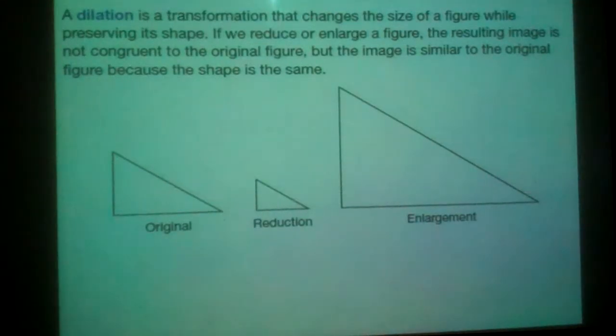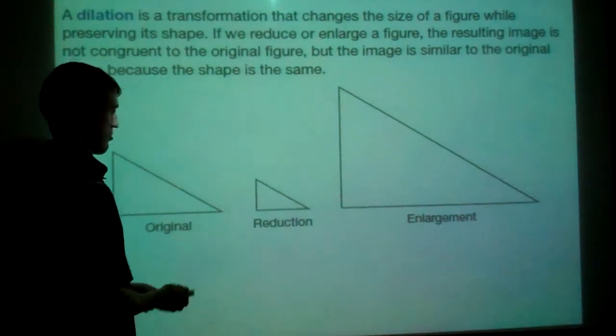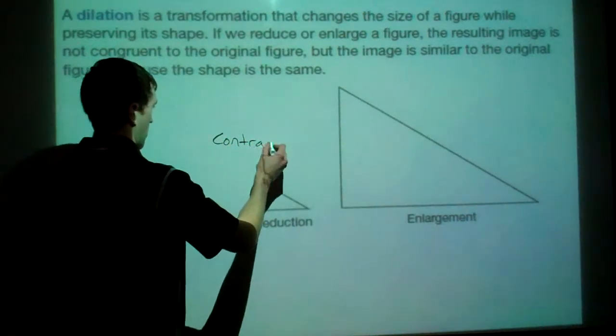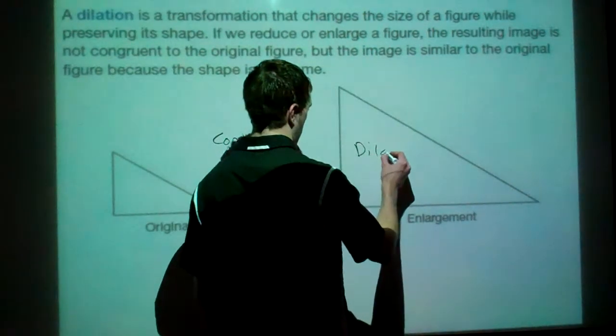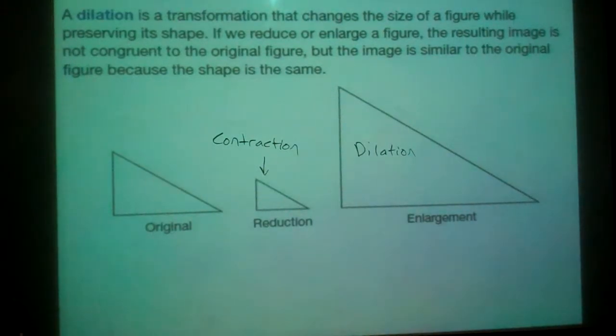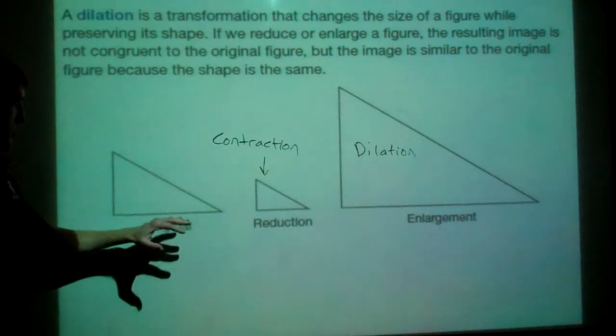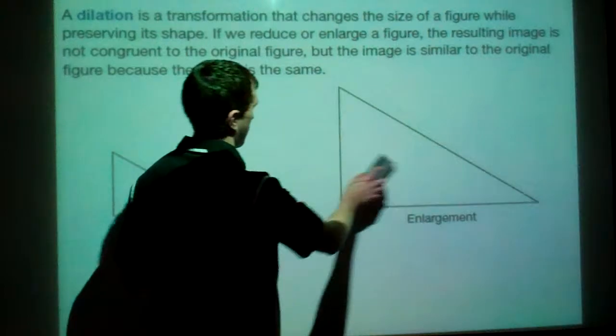Okay. The other thing, a dilation is a transformation that changes the size of a figure while preserving its shape. If we reduce or enlarge a figure, the resulting image is not congruent to the original figure, which means they're not equal or they're not exactly the same, but the image is similar to the original figure because the shape is the same. So here's our original triangle. This is a reduction, and reductions are more specifically called contractions. So this would be a contraction, and an enlargement would be a dilation. Alright. But like they said, all of these are definitely not congruent, but they are similar, which means all their angles are the same, they have the same shape, and all of their sides are proportional with one another. And we've talked about that before. Alright.